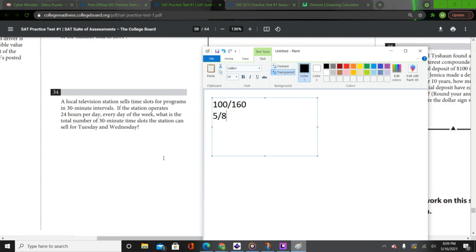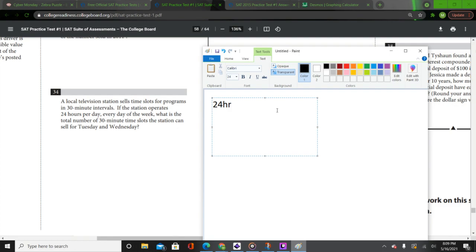A local television station sells time slots for programs in 30-minute intervals. If the station operates 24 hours per day, every day of the week, what is the total number of 30-minute time slots the station can sell for Tuesday and Wednesday? All right, so basically it's operating 24 hours. We don't care about every day of the week. Well, actually, sort of do, but we sort of don't.